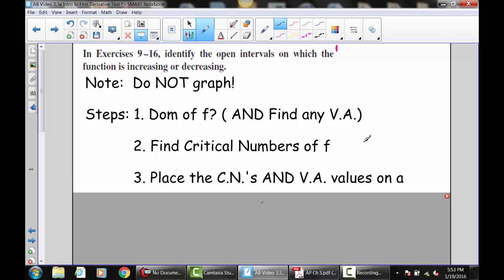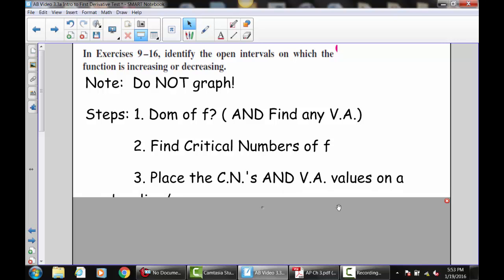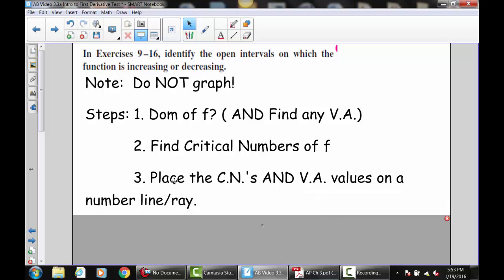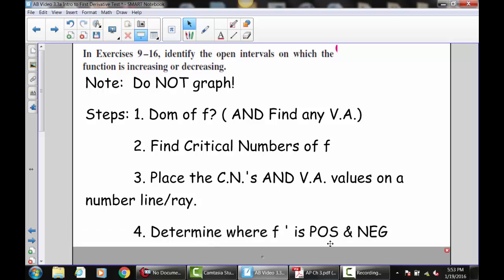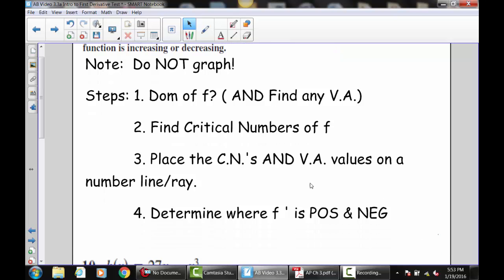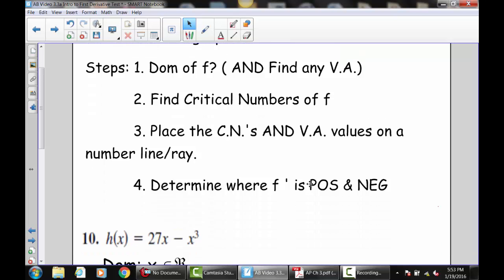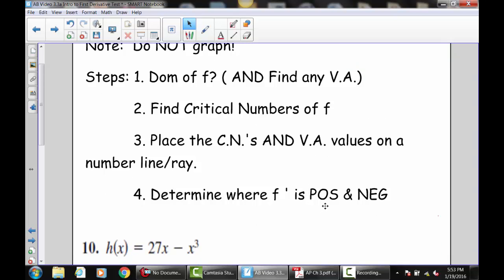You're going to take those critical numbers and the vertical asymptote values, x values. Let me write that down too. Well, obviously they're x values because it's x equals a number. And you're going to put those on the number line. Now, it could be a number line with a built-in restriction, like t is bigger than 0, that kind of thing. Then you're going to determine where f prime is positive or negative, which of course will allow you to determine where f is increasing or decreasing.